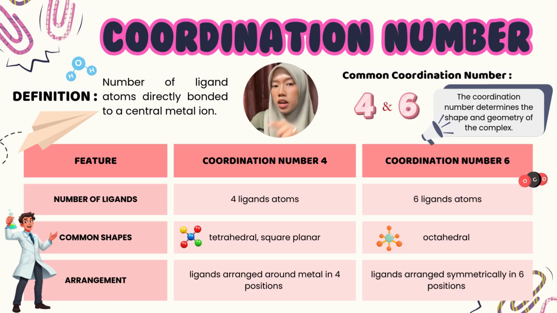For a coordination number of 6, the metal ion is bonded to 6 ligand atoms. This arrangement commonly forms an octahedral shape, with the ligands arranged symmetrically around the metal ion. So, by comparing coordination numbers 4 and 6, we can clearly see how the number of ligands directly affects the arrangement, shape, and overall geometry of the coordination complex.